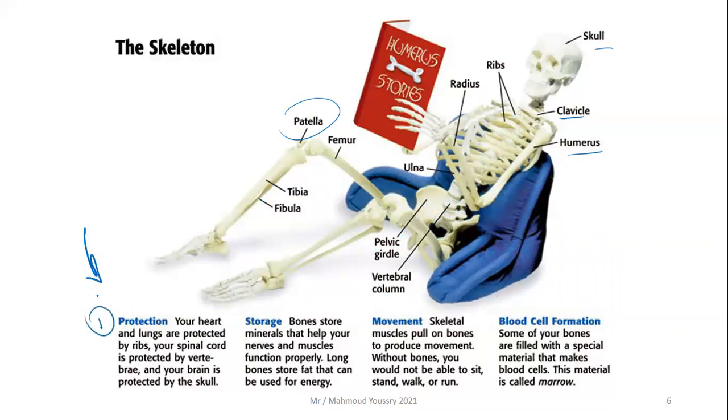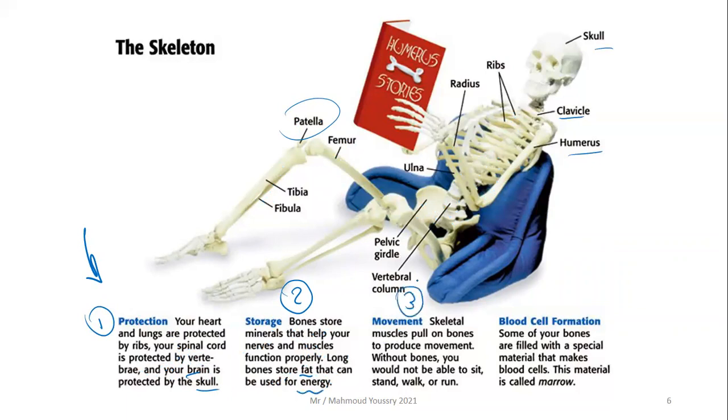Number one, protection. Your heart and lungs are protected by your ribs in the rib cage. Your spinal cord is protected by vertebrae, and your brain is protected by the skull. The second function of the skeletal system is storage. Bones store minerals that help your nerves and muscles function properly. Long bones store fat that can be used for energy later.